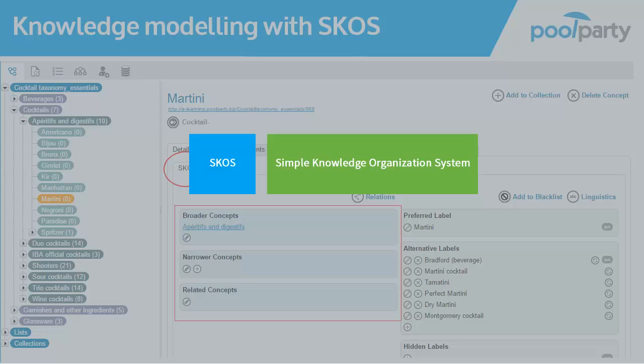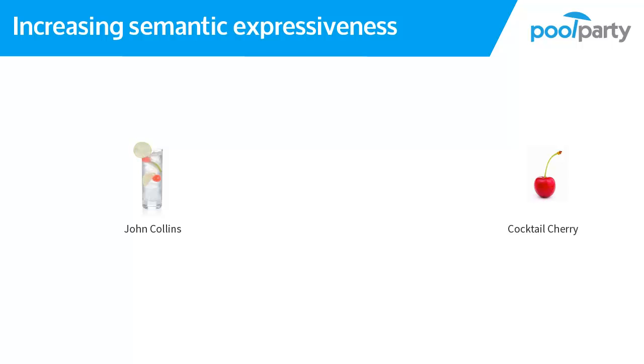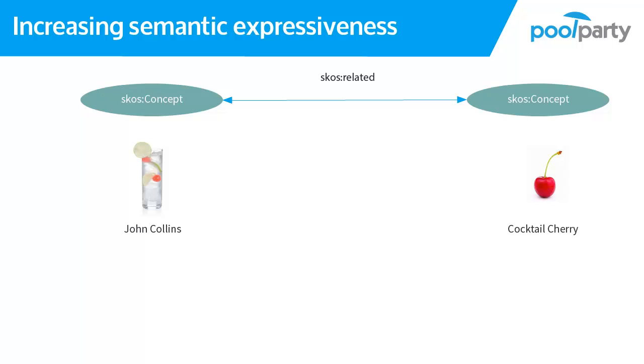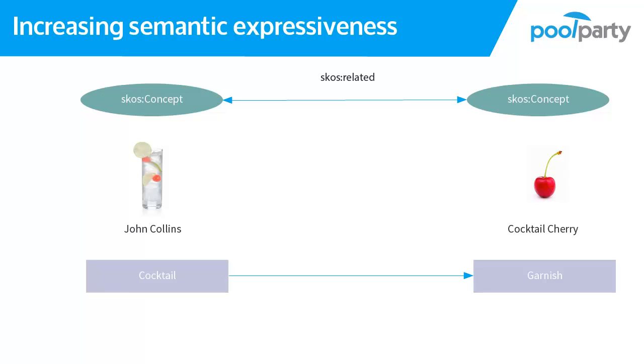But if you want to express more specific relations and attributes, you need to go beyond SKOS. What do I mean with more specific relations and attributes? You see here the cocktail John Collins, which has the garnished cherry. In SKOS, John Collins and cherry are concepts that belong to different concept schemes and are related to each other. But now we would like to indicate that the cocktail John Collins has the garnished cherry. And this is where custom schemes and ontologies come into play.